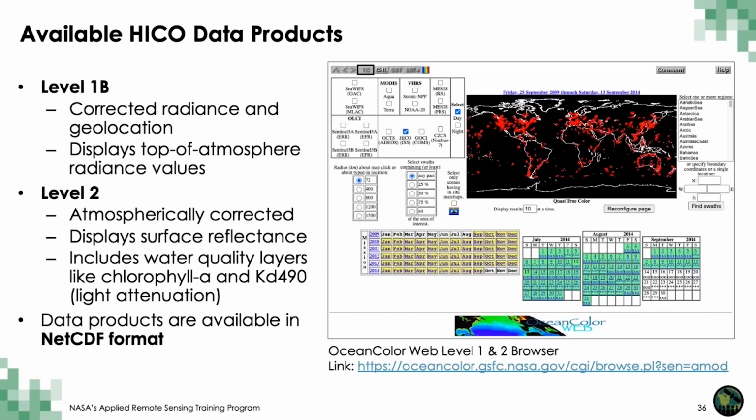Fortunately for HICO, all level 2 products available through this online platform have been run through an atmospheric correction model and contain surface reflectance values. This is really nice because it means you won't have to worry about atmospheric correction with HICO data. So level 2 data files also include raster layers, which display common assessments of chlorophyll A and light attenuation, which provides a metric for turbidity.